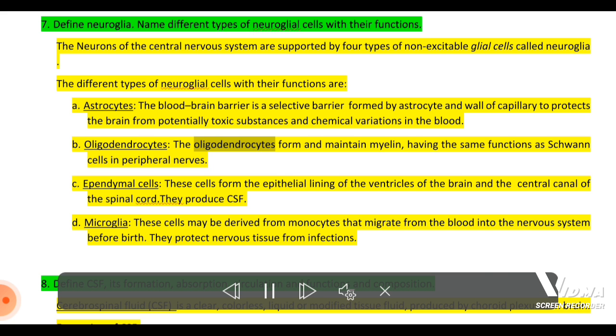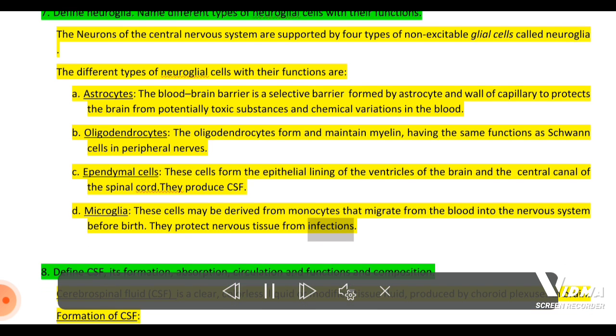Oligodendrocytes. The oligodendrocytes form and maintain myelin, having the same functions as Schwann cells in peripheral nerves. Ependymal cells. These cells form the epithelial lining of the ventricles of the brain and the central canal of the spinal cord. They produce CSF. Microglia. These cells may be derived from monocytes that migrate from the blood into the nervous system before birth. They protect nervous tissue from infections.